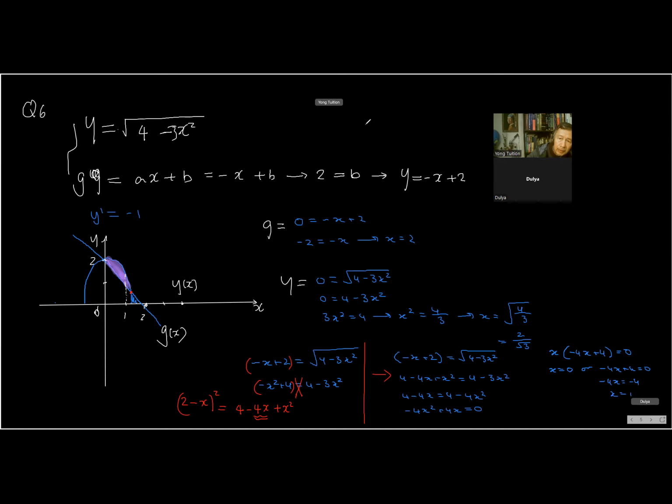Can we redraw your diagram? The diagram should be like this. You have an intersection at 1, and then the intersection is 1.1 something. Can you see? So this is the intersection of these two curves. Can you see that? Basically, this is a straight line.